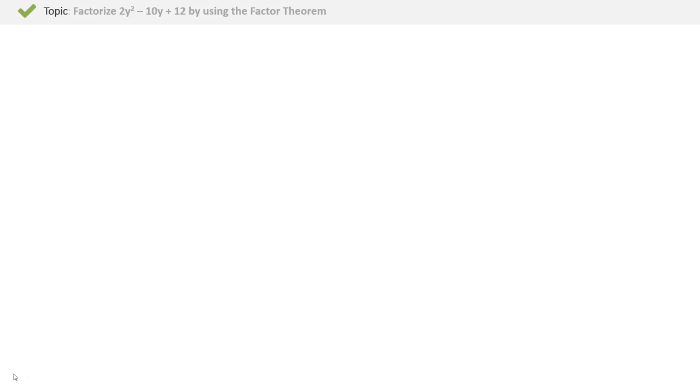Now let's take an example. Factorize 2y squared minus 10y plus 12 by using the factor theorem.